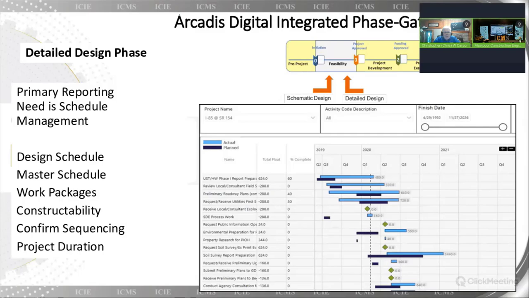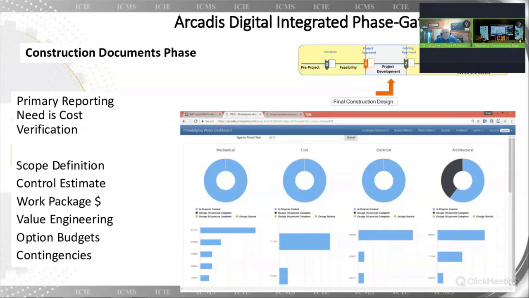As we move into detailed design, we're really moving more into schedule management because we have this design schedule we're monitoring, but we're establishing the master schedule. We're figuring out what the work packages are going to be, how they're going to be released, and what kind of phasing on the work packages. We're heavily looking at constructability and schedule constructability. We're confirming sequencing and looking at the overall project duration.